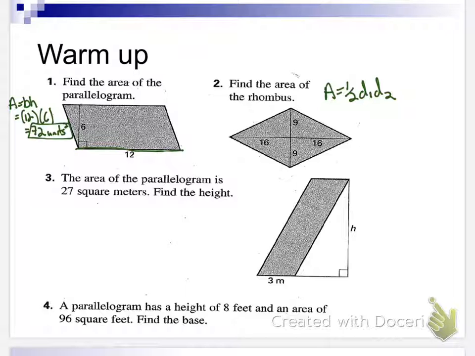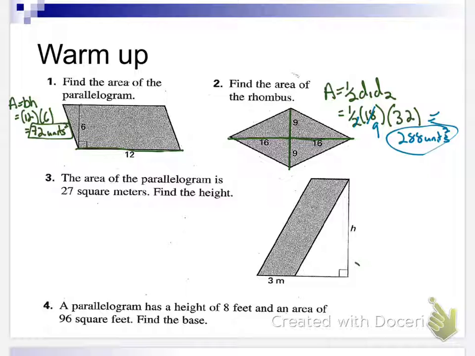As you look at this, you see diagonal 1 is going to be 9 plus 9. 9 plus 9 is 18. And then diagonal 2 is 16 plus 16. 16 plus 16 is 32. So 1/2 of 18 is just 9. 9 times 32, you guys can pull out your cell phones, calculators, whatever you need to use. So we have 9 times 32, and I got 288 units squared.